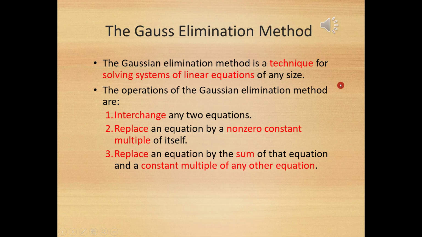Hi friends, we are going to discuss the topic Gauss Elimination Method. The Gauss Elimination Method, also known as the row reduction method, is an algorithm in linear algebra for solving a system of linear equations.